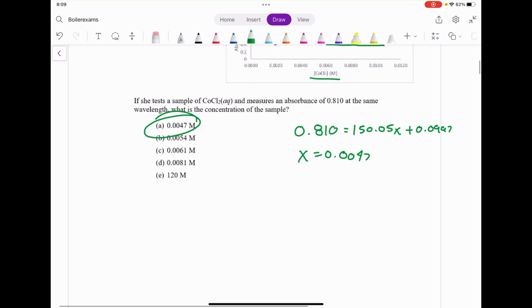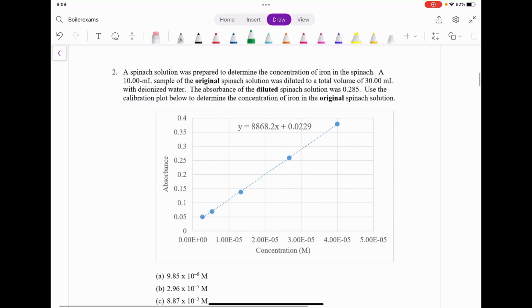Yeah, 1A. Question 2. A spinach solution was prepared to determine the concentration of iron in the spinach. A 10 milliliter sample of the original spinach solution was diluted to a 30 milliliter volume with DI water. The absorbance of the diluted spinach solution was 0.285. Use the calibration plot below to determine the concentration.